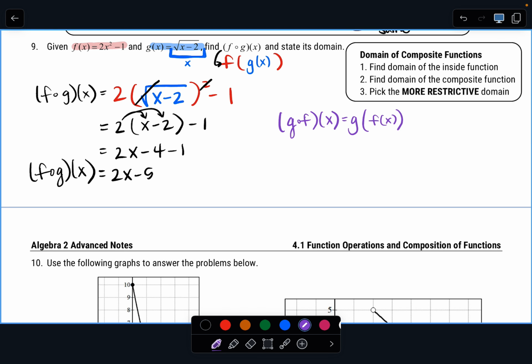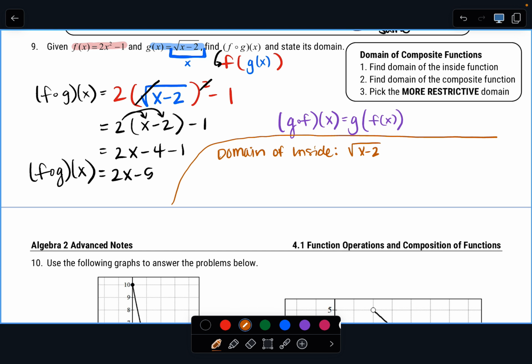Okay, now the next thing. Sometimes we will ask you to state the domain. Whenever you state the domain, there are 2 things you have to identify. You have to identify the domain of the inside function and the domain of the composition of functions. And then the more restrictive one gets picked. So I'm going to make a little box around here just so we can talk about it separately. The domain of the inside. In this case, the inside function is going to be the square root of x minus 2.